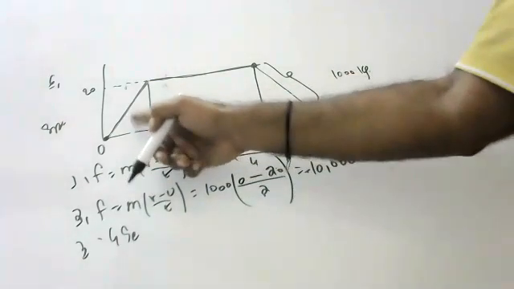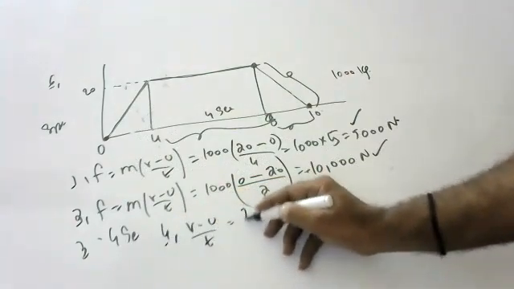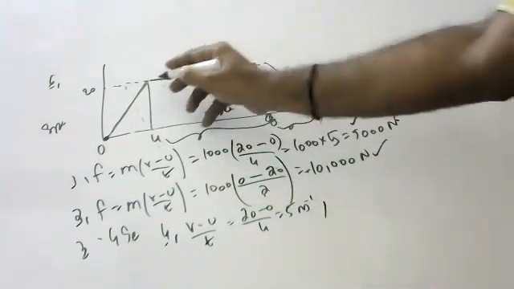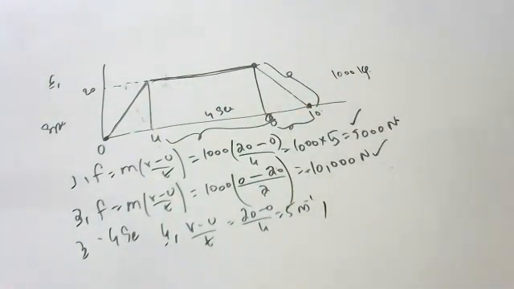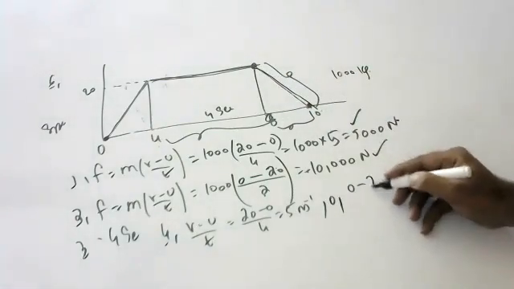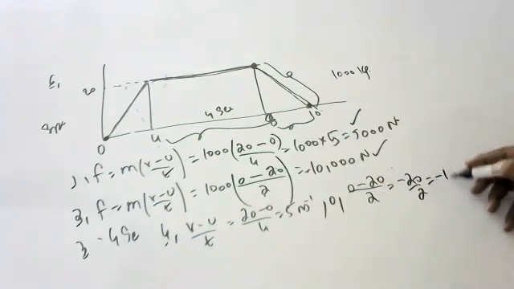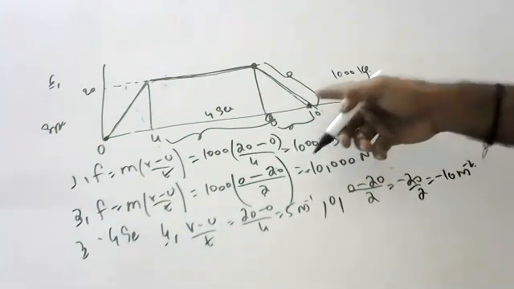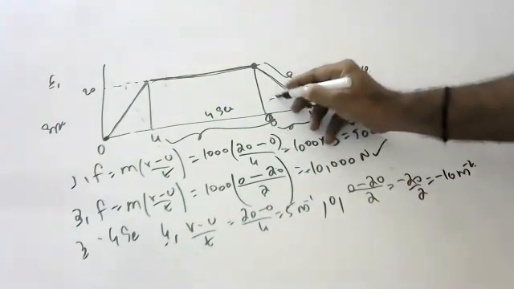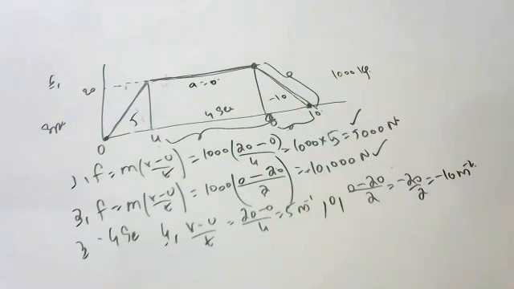Here what is the acceleration, children? 20 minus 0 by 4, that is 5 meters per second square. Here what is the acceleration, children? Here 0 acceleration. Here what is the acceleration, children? Minus 20 by 2, that is minus 10 meter per second square. Children, 0 minus 20 by 2 seconds, so minus 10. Here is minus 10, here is 5, here there is no acceleration.